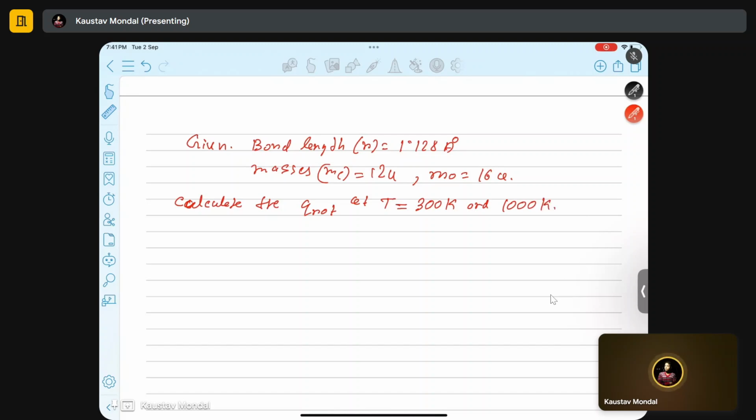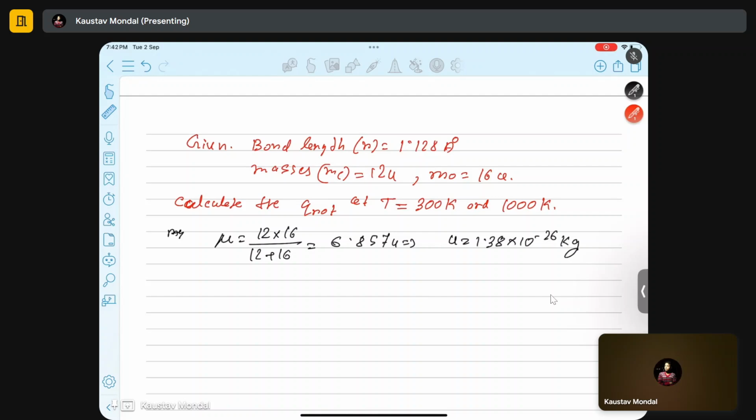So this is the information supplied, and Q rot you have to calculate. The first thing we'll do, we'll calculate the moment of inertia. In order to do that, we have to calculate the reduced mass and using the bond length. Reduced mass mu equal to 12 into 16 by 12 plus 16 equal to 6.857 U. That means 1 U is basically 1.38 into 10 to the power minus 26 kg.